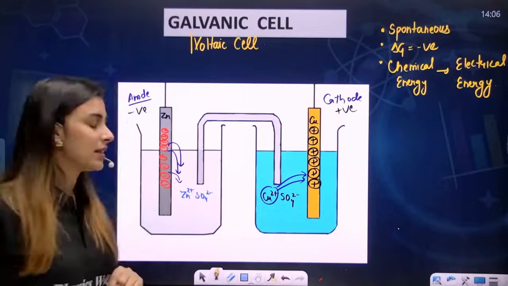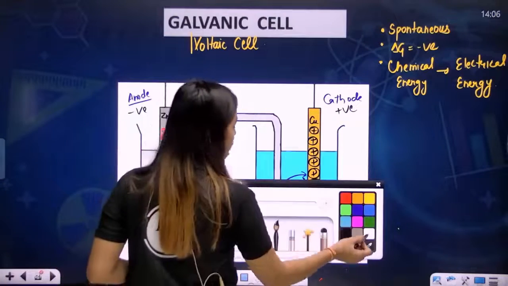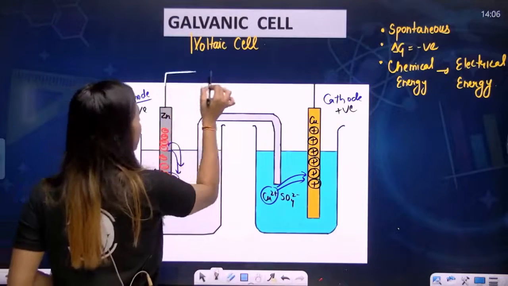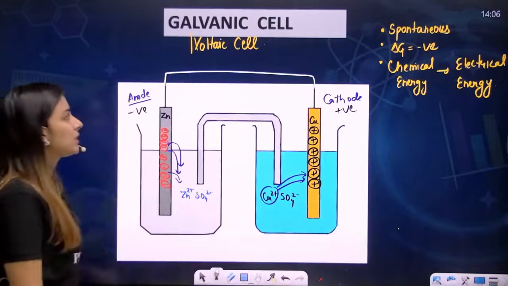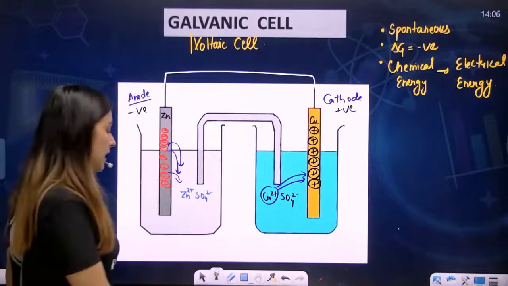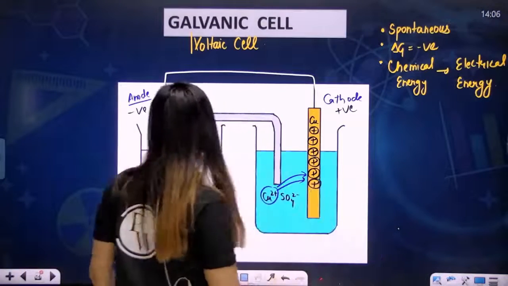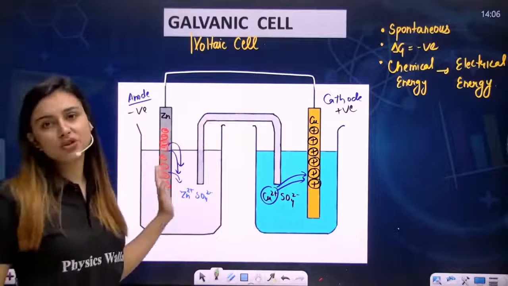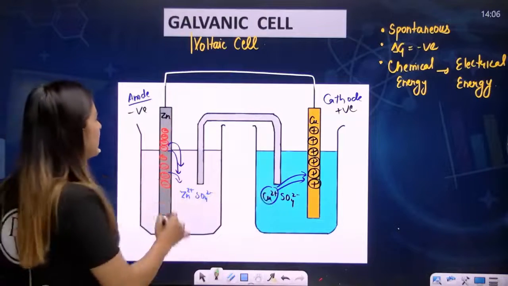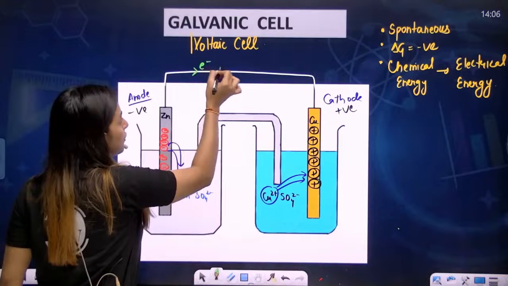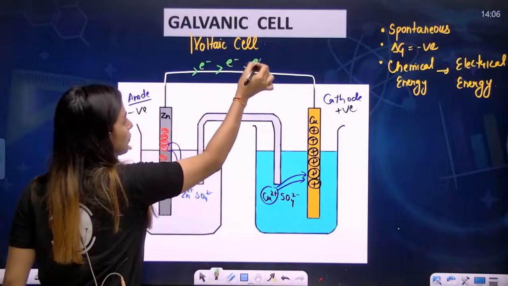That is the reason what happens in your galvanic cell. We connect these two electrodes. After connecting these two electrodes, what happens? There is a neutralization because negative charge goes here, and since here are a lot of electrons, the flow of electron is towards this direction.